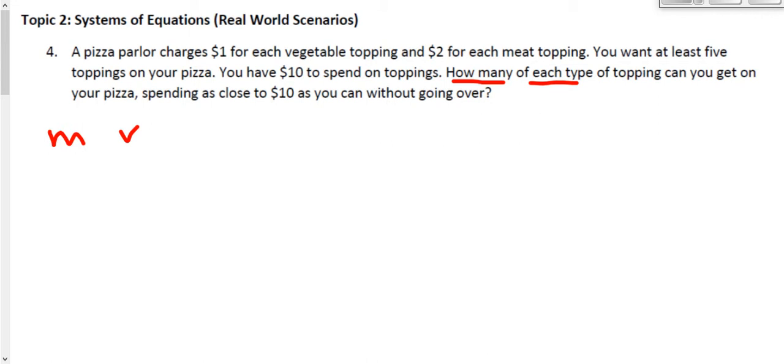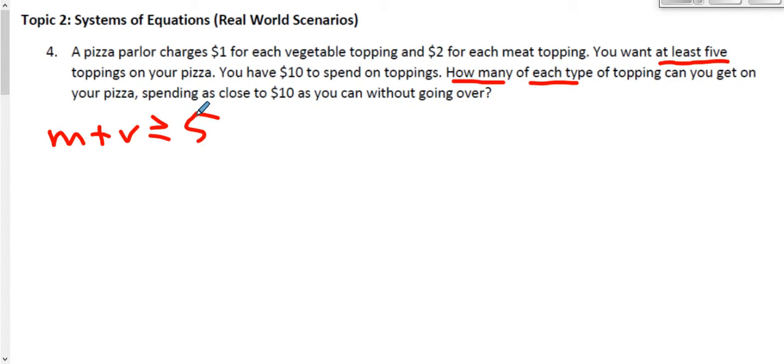So the easiest equation to write talks about the number of meat and veggie. How many meat, how many veggie. So the total number of meat toppings that I get plus the total number of veggie toppings that I get should be at least 5 toppings. So that means it should be greater than or equal to the number 5. I want at least 5 toppings on my pizza.